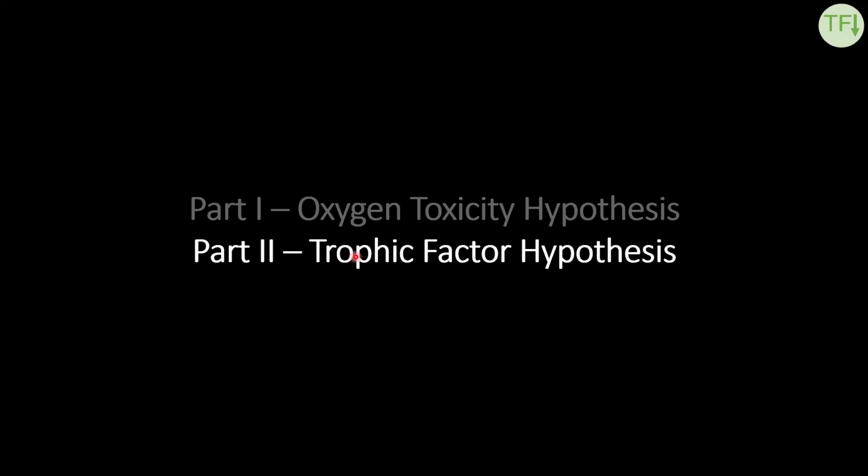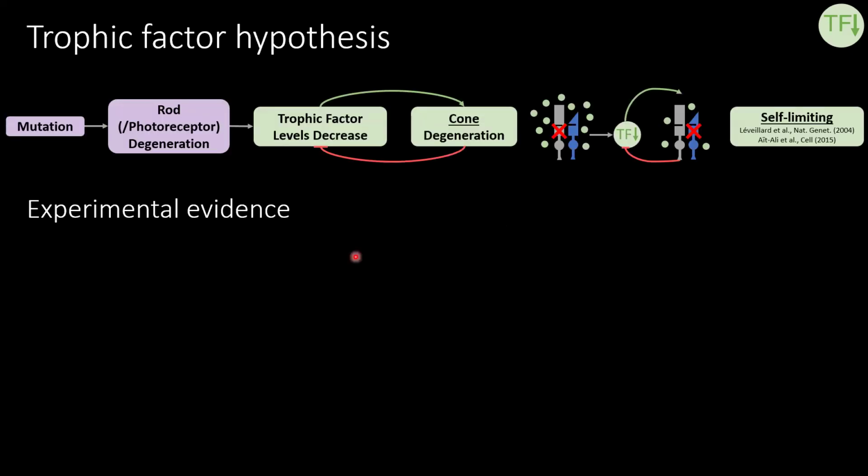So I'll move on now much more briefly to talk about the trophic factor hypothesis. Just to remind you how this works, the idea is that there's a mutation that leads to rod degeneration. That then leads to a decrease in trophic factor levels because the rods are producing the trophic factor. That then leads to cone degeneration because they're depending upon the trophic factor for survival. But then as they go, they're not consuming trophic factor so much, so there's a limit placed on the amount by which the trophic factors decrease.